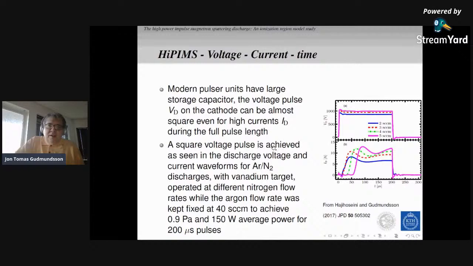Modern pulsers are able to maintain the voltage throughout the pulse. And so we have a square voltage pulse, but the current develops a certain shape, as we see here. So these current curves here are recorded for various combinations of argon or nitrogen in the discharge. So the more nitrogen we put into the discharge, the later the current rise starts.